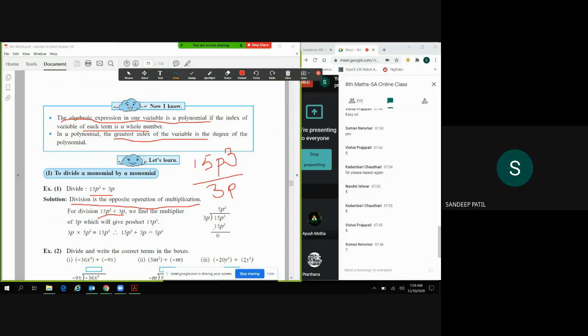So हम क्या करेंगे अभी, मतलब there are different ways. This is the classical way which we do since a long time, right? So we can do it in this way also. This is just the opposite of multiplication as told. So we have to find the answer which, if we multiply it with 3p, we should get 15p cube. So we have to find some multiplier.